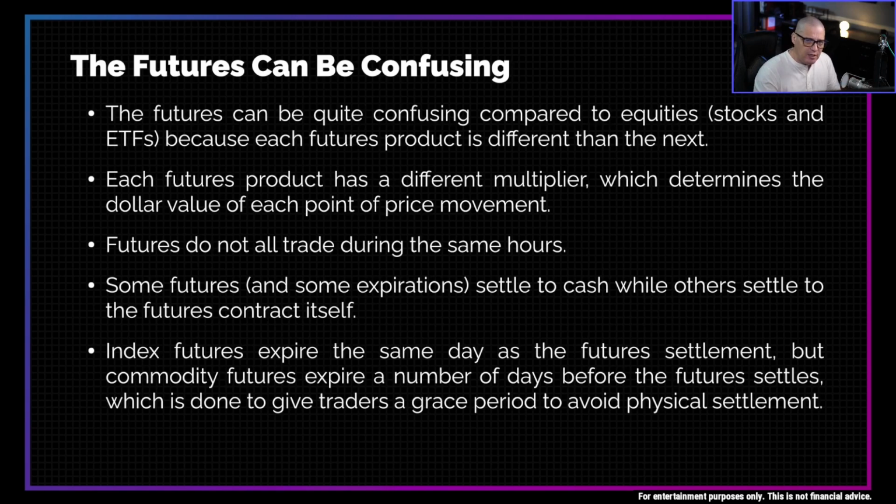Also, some futures and some expirations settle to cash, while others will settle to the underlying futures contract itself. And to add even more confusion to all of this, index futures expire the same day as the futures settlement itself, but commodity futures actually expire a number of days before the futures settle because they have to give you a grace period, because with commodity futures, there could be a physical settlement involved.